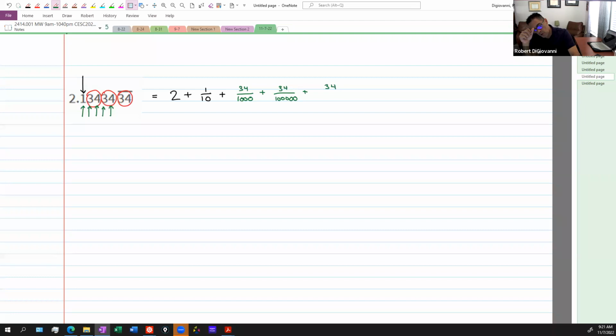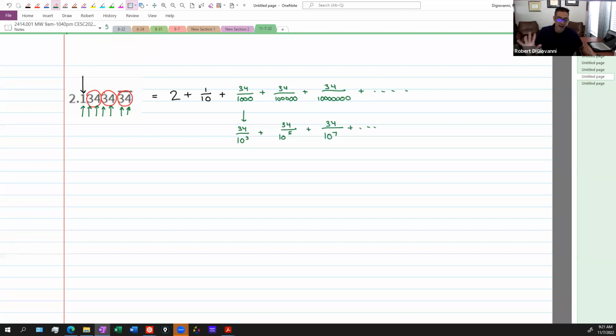Plus 34 over, let's see, 100,000. Where are we at? Million? 10 million. We have 7 zeros there. And then we keep on going. So this becomes 34 over 10 to the third plus 34 over 10 to the fifth plus 34 over 10 to the seventh plus dot, dot, dot.